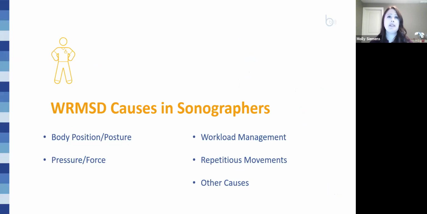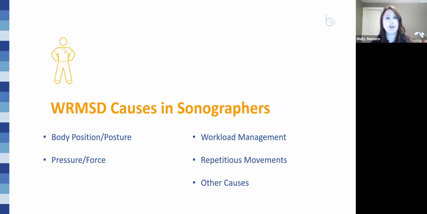Sonographer WRMSDs can be caused by multiple factors. These factors may be things that we can control, such as workplace habits, or things outside of our control. Controllable workplace habits include body position, or the posture we hold ourselves in while scanning, and pressure, or the amount of force or grip we apply to the transducer, or how hard we press into patients in order to get diagnostic quality images. We'll discuss some ways to mitigate these factors in order to protect ourselves in the next section.